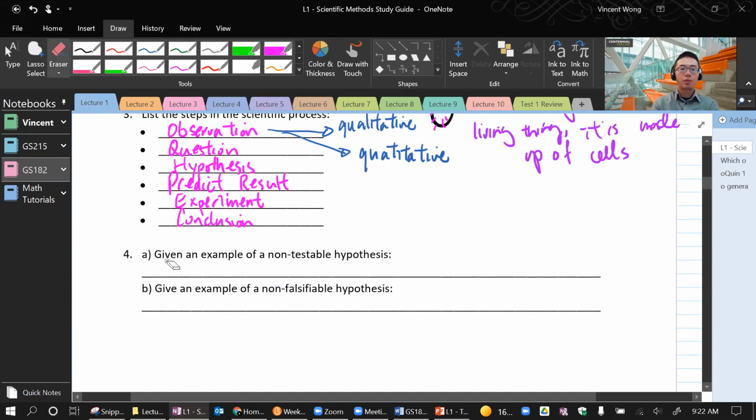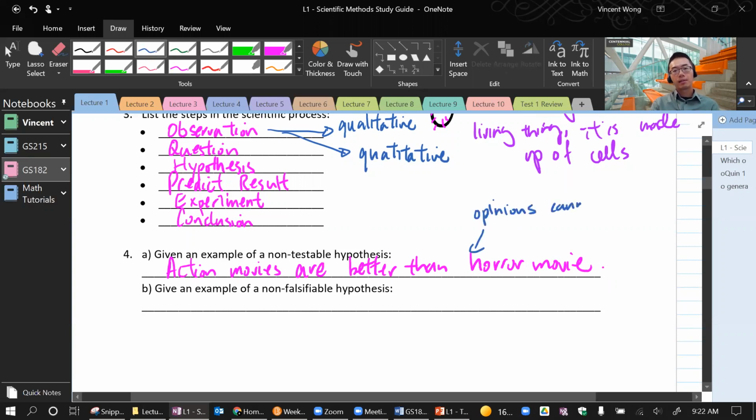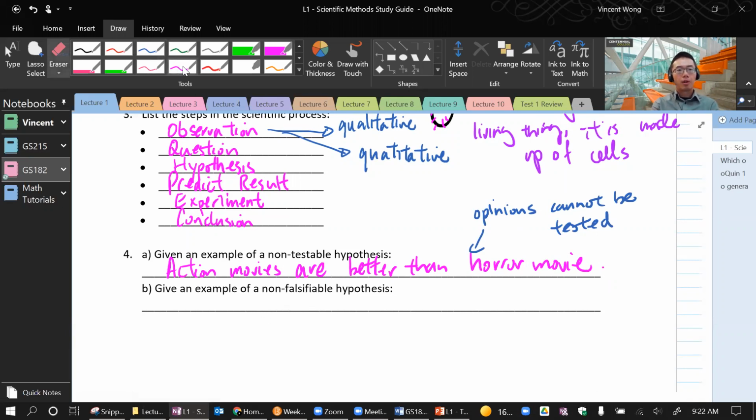So an example of a non-testable hypothesis would be something like action movies are better than horror movies. Okay, so that is not a testable hypothesis because this is just an opinion. Opinion cannot be tested. Okay, there's no right or wrong. You can't really say one or the other. It's not testable.